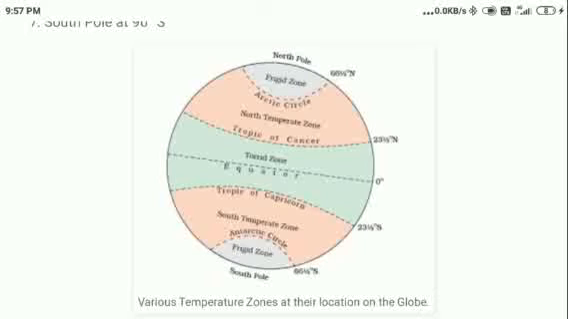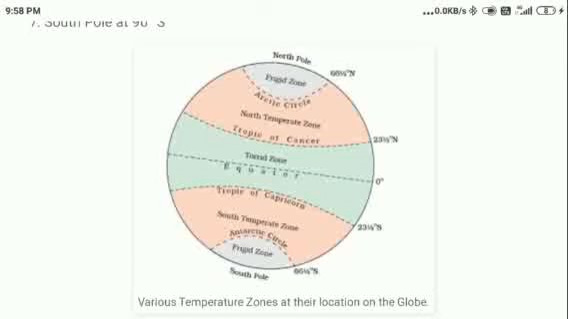Depending upon these latitudes, we have important temperature zones decided. Between the tropics, between the Tropic of Cancer and Tropic of Capricorn, we have the Torrid zone, which is shown in this green color. And above that, between the Arctic Circle and the Tropic of Cancer, we have the North Temperate zone, and in the south we have the South Temperate zone between the Tropic of Capricorn and the Antarctic Circle. And near the poles, between the Arctic Circle and North Pole and between the Antarctic Circle and South Pole, we have the Frigid zone.